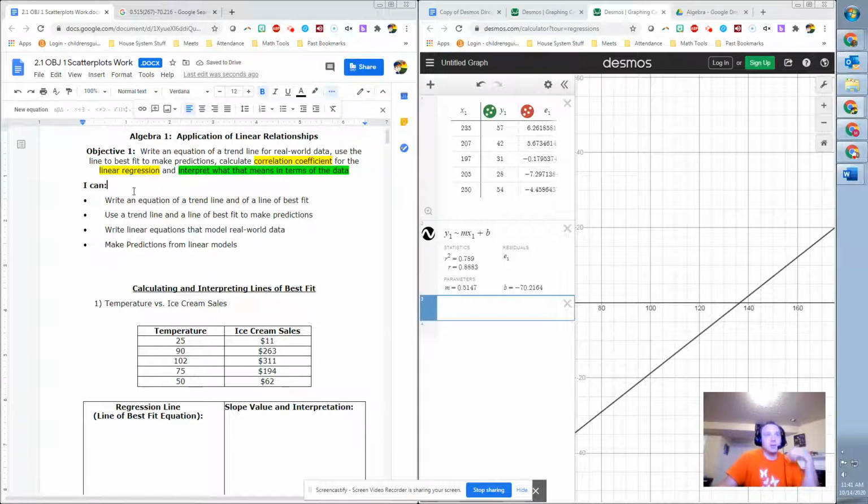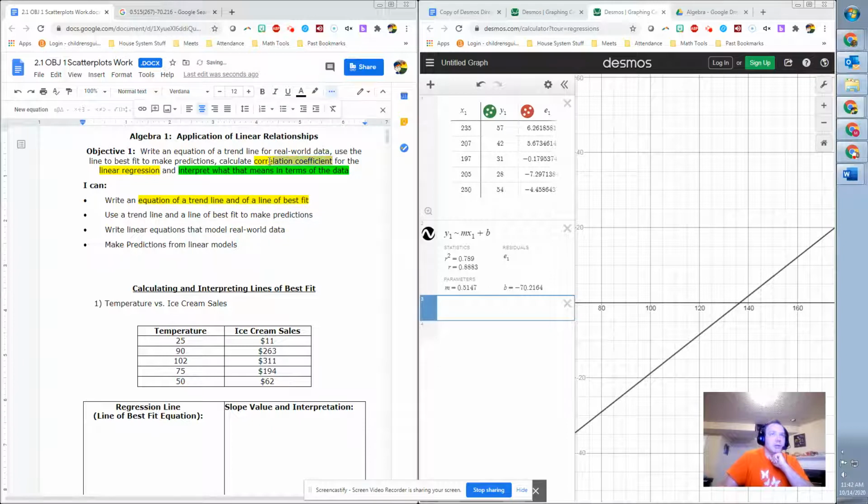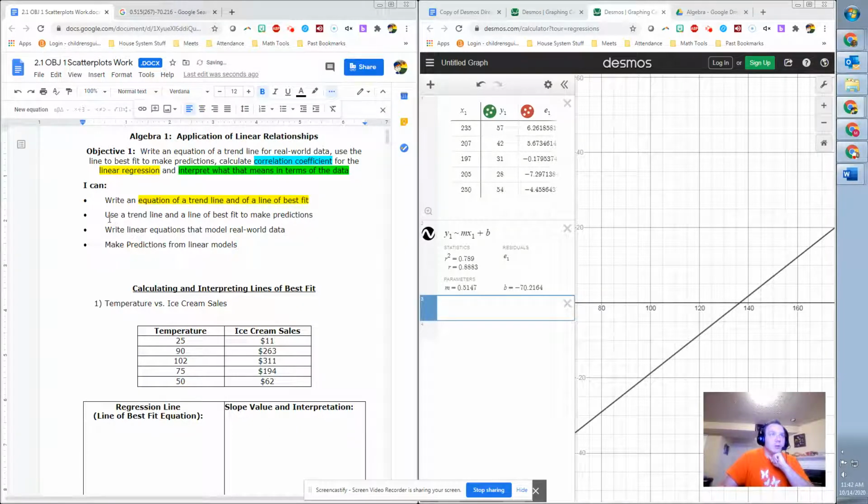So what in the world is a linear regression? Well, that's going to actually be this. I can write an equation of a trend line and line of best fit. So this equation that we write is the linear regression. And let's try and make this correlation coefficient a different color too, not green. Let's go with blue. So use the trend line and line of best fit to make predictions.